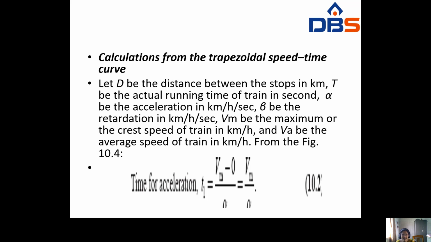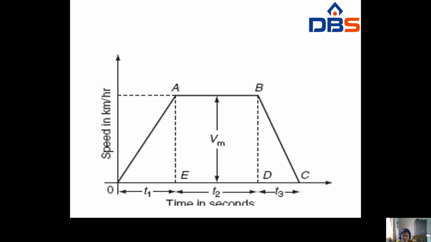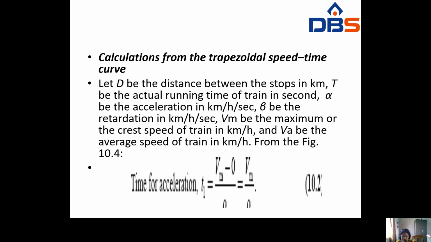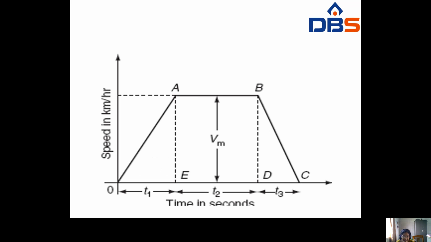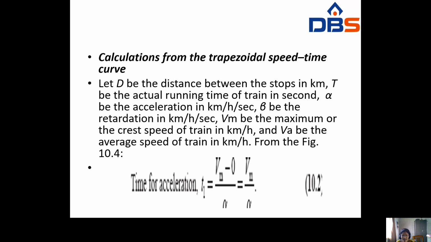Coming to the time for acceleration: the train starts from point O, and when it reaches point A, it attains the maximum speed. That time period is expressed as speed divided by acceleration. The train starts at 0 speed and gradually increases to Vm, so we write Vm minus 0 by alpha. So T1 is written as Vm by alpha.